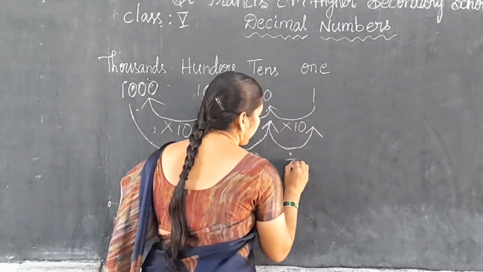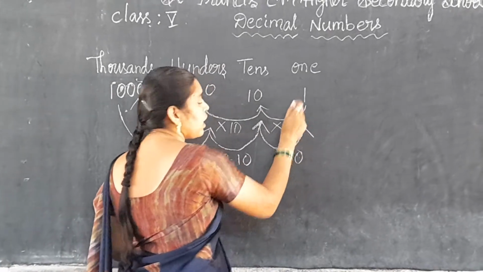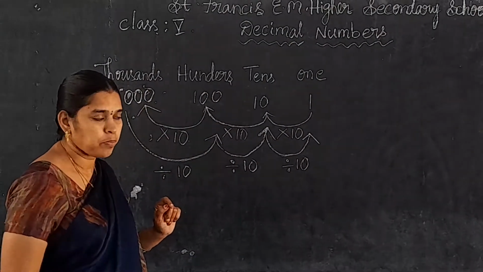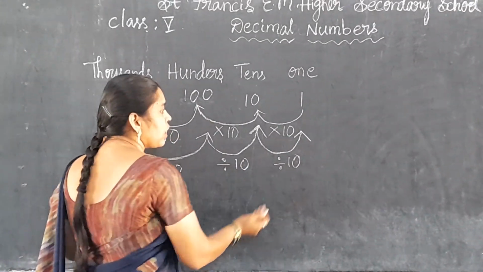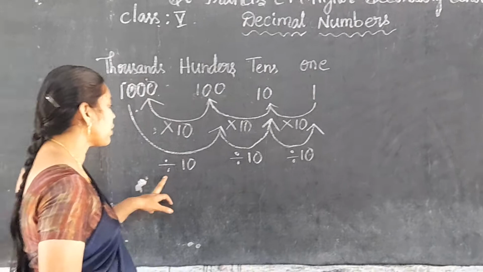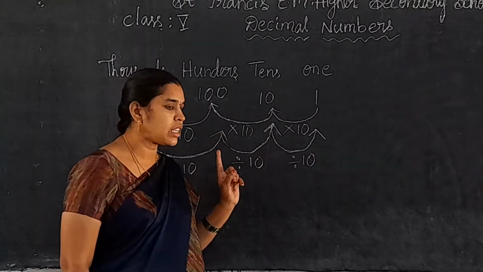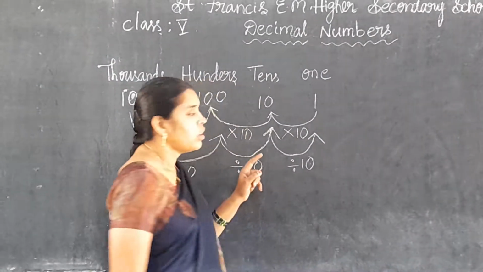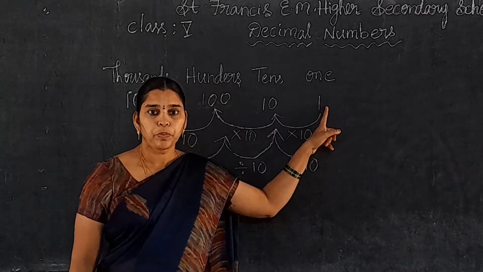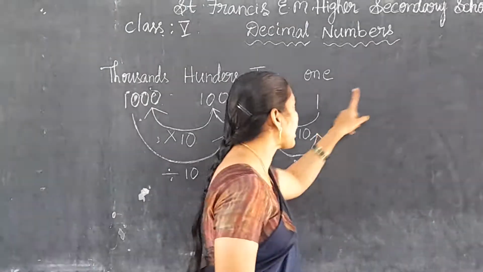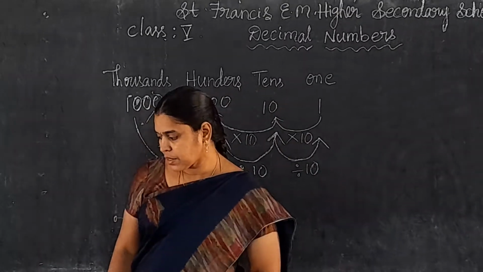Same way, tens to ones, you are dividing by 10. You will get the ones place digit. That means going left to right, each time you should divide by 10, and the next place value will come. Okay, children? Now you are going from ones to the next place.